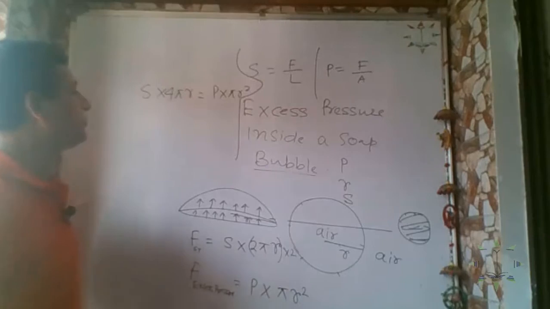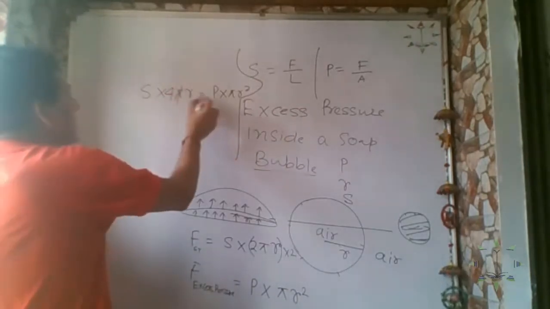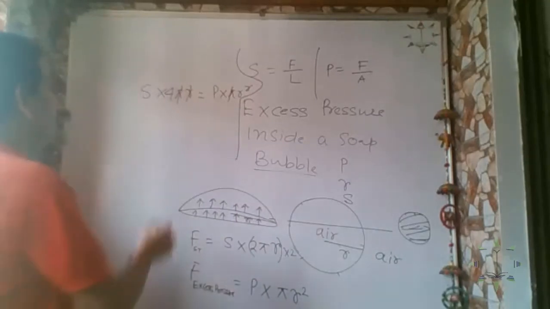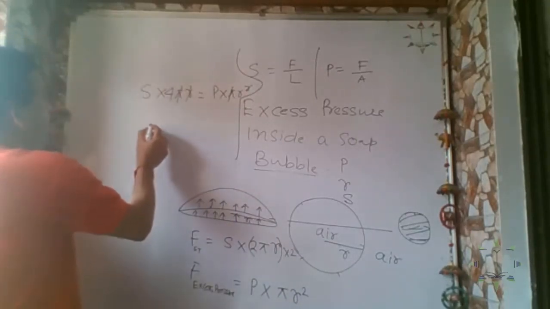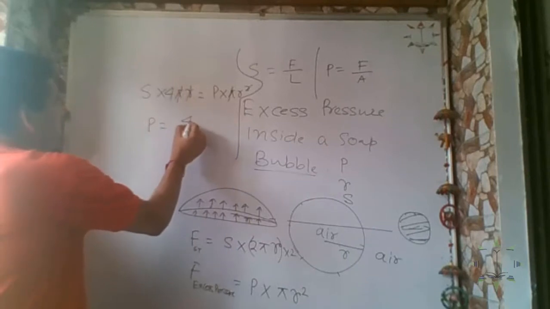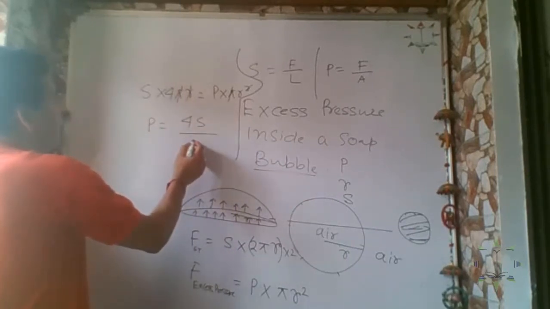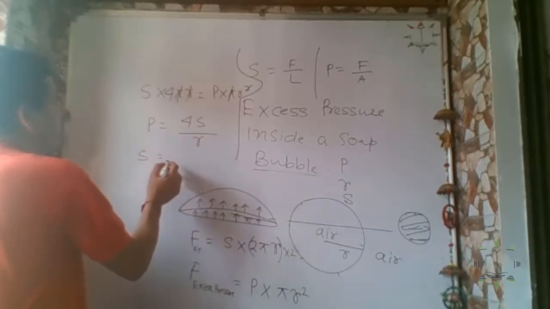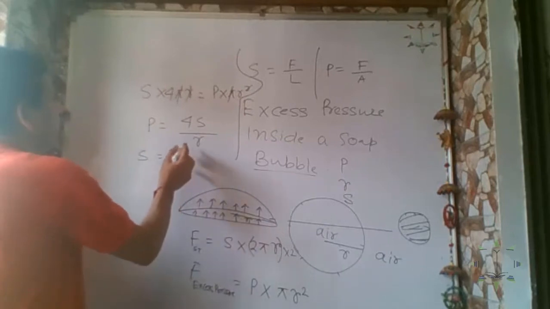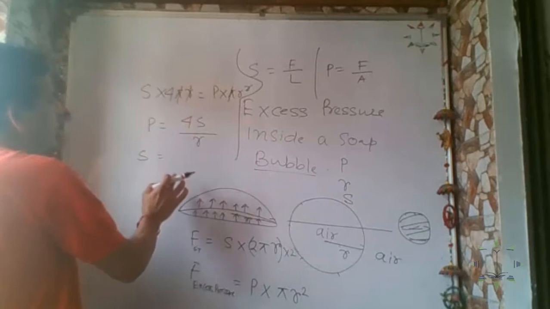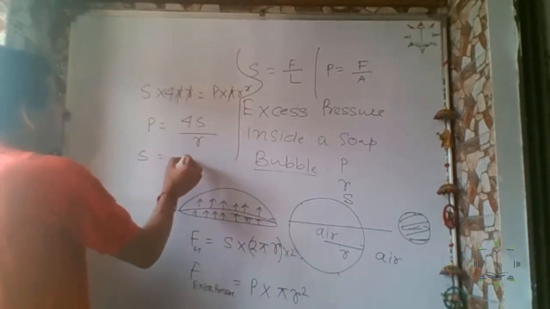Correct. So pi cancels out, one of the r will go. Okay. So pressure is equal to how much? 4S by r, or S is equal to, this is 4S by r. Okay, or surface tension is equal to P into r by 4.